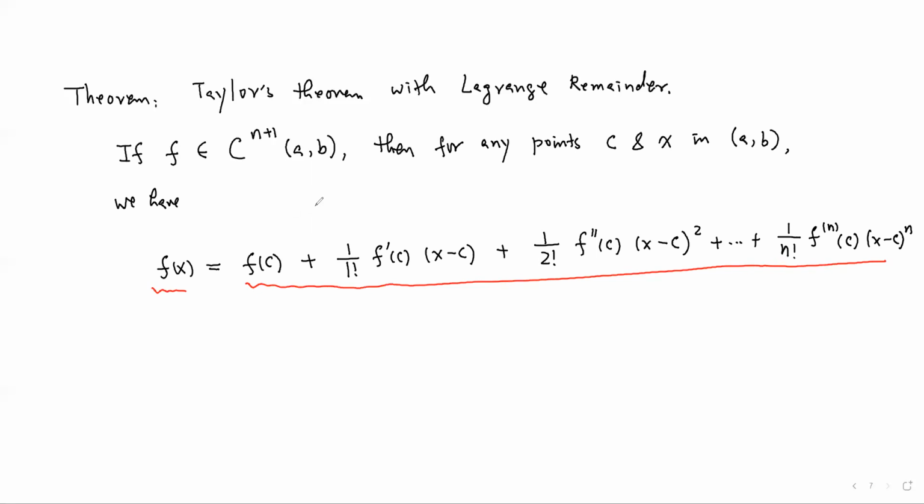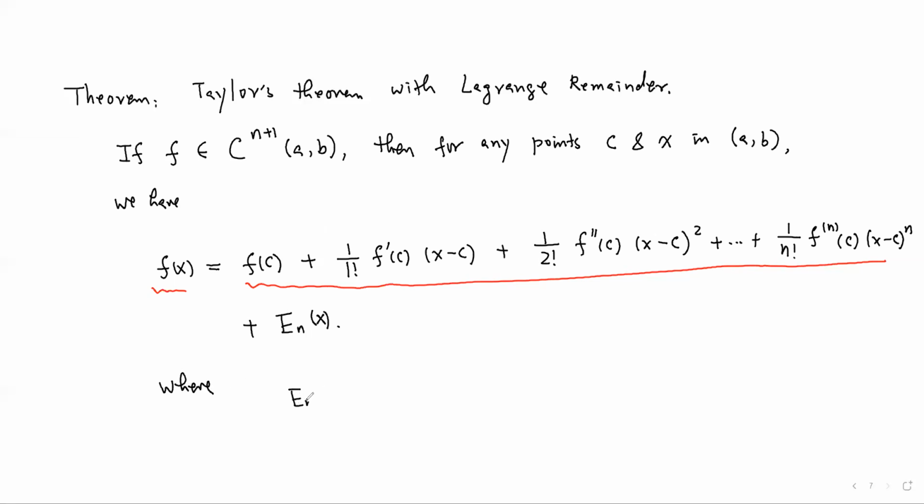plus error term. Say error E_n, which depends on n, and also depends on x. After we add an error term, then we have this equation. Then, what is the error term?